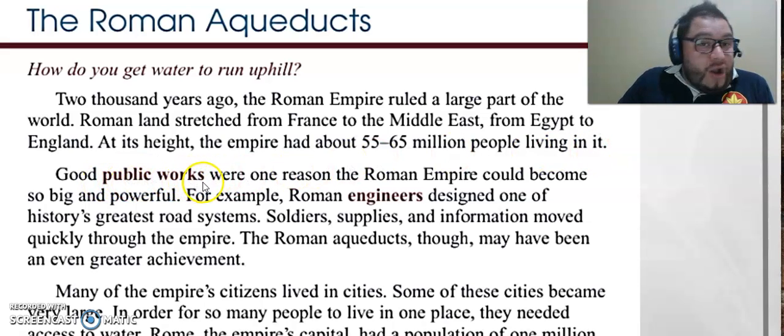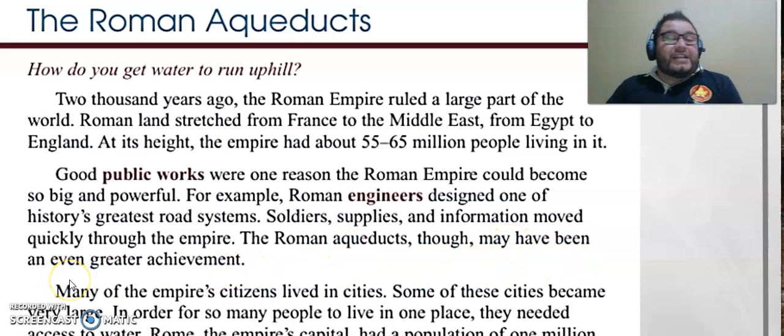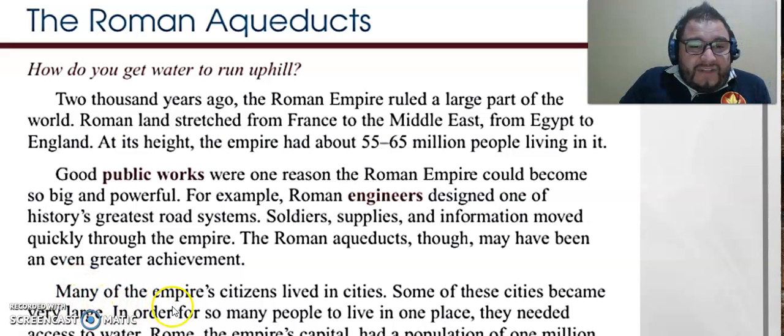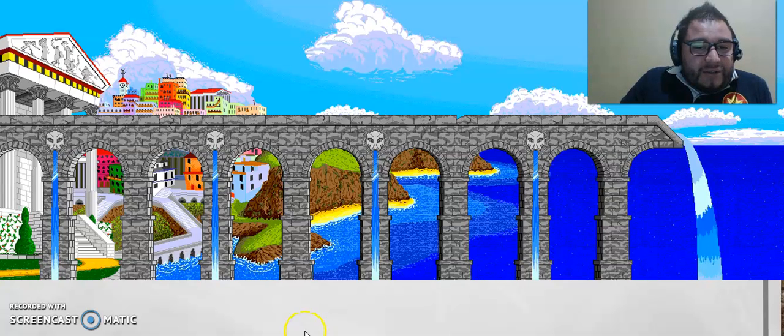Good public works were one reason the Roman Empire could become so big and powerful. For example, Roman engineers designed one of history's greatest road systems. Soldiers, supplies, and information moved quickly through the empire. The Roman aqueducts, pay attention, may have been an even greater achievement. Many of the empire's citizens lived in cities. Some of these cities became very large, right?